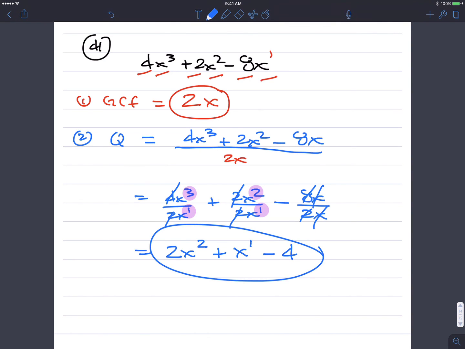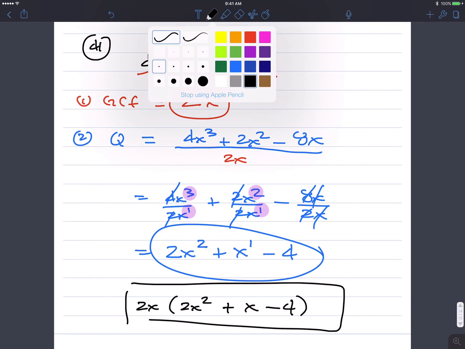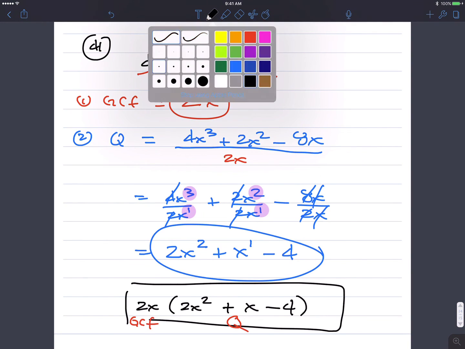Here's my quotient. This is how my answer looks now. 2x times 2x squared plus x minus what? 4. Okay, this is how this answer looks. So keep in mind, you factored out the greatest common factor. This is still my GCF, 2x, and this is still the quotient. It just now has 3 terms. Okay, good job.